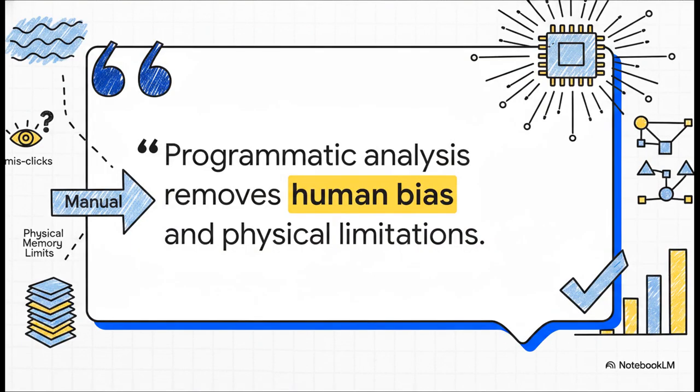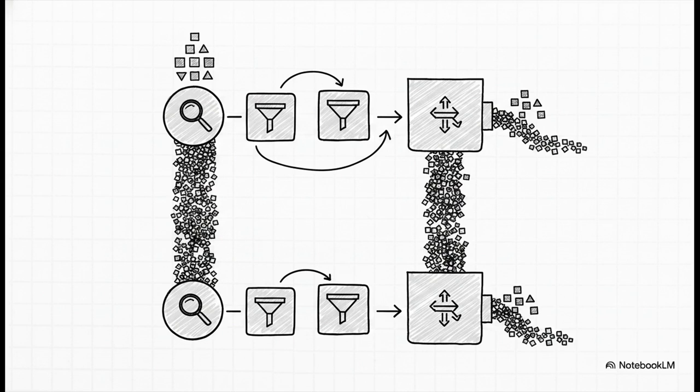Consider this fundamental truth. Programmatic analysis doesn't just calculate faster, it removes human bias and physical limitations. The true strategic value of programmatic thinking isn't just about raw speed, it's about error-proofing your business intelligence. You're entirely removing the fatigue of the human eye, the risk of a misclicked cell, and the physical memory limits of a desktop application. And most importantly, you gain the ability to scale without limits.